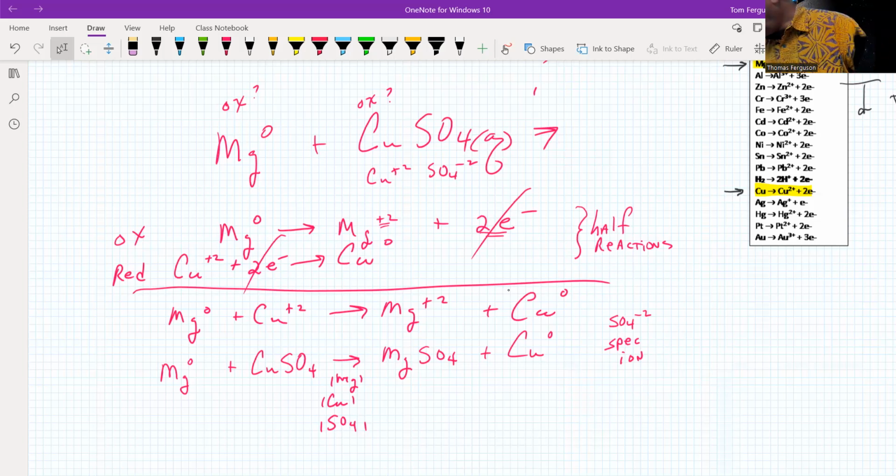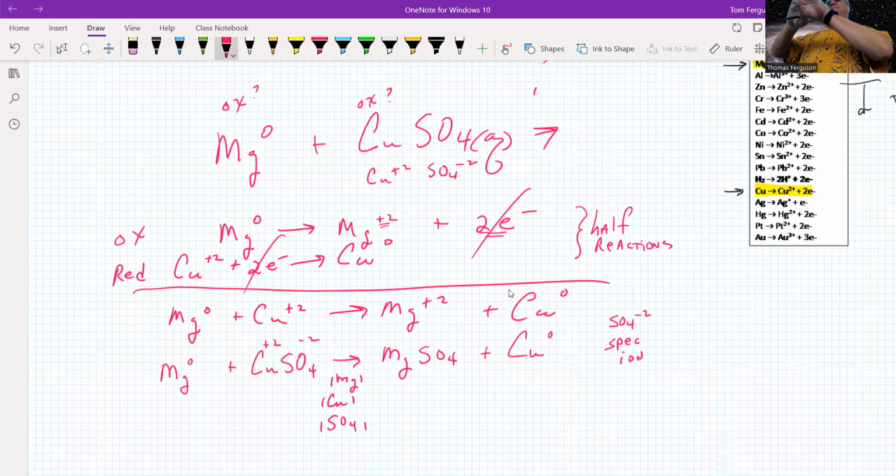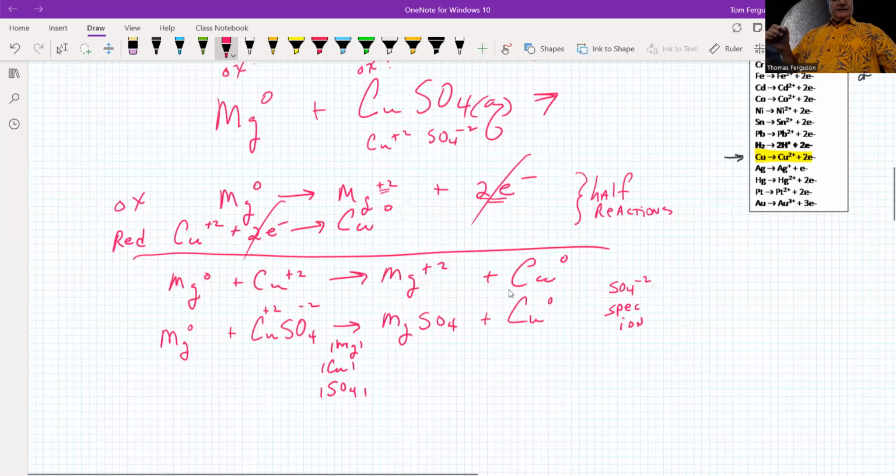Well, the charge is really there. Tomorrow we do double replacement. You actually have to separate them out, then you put them back together. Keep that thought in your mind tomorrow, because we're doing double replacement tomorrow, which is similar to this, but not the same. Okay, so let's go on here.